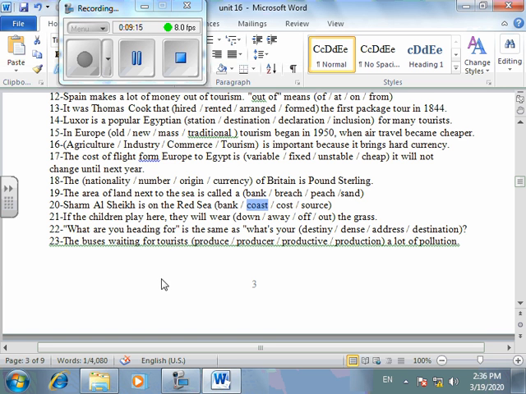21, if the children play here, they will wear away the grass. What are you heading for is the same as what is your destination. Yes, not your destiny. 23, the buses waiting for tourists produce a lot of pollution. They produce, like make.